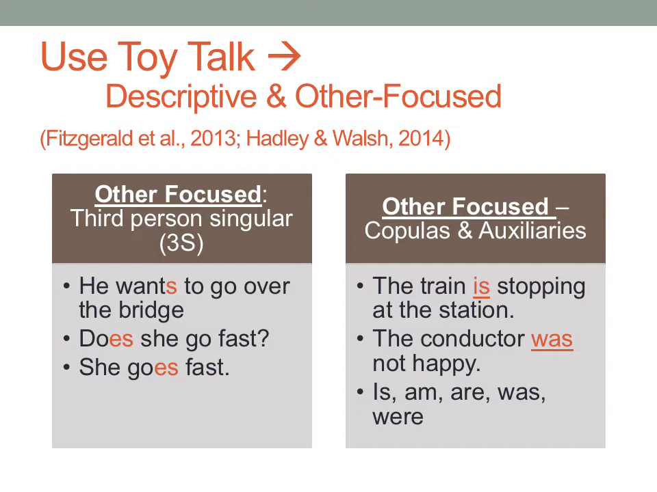So being other focused helps us to use more third person singular. So to talk about the toy, that allows us to switch over to more third person talk. So he wants to go over that bridge. Does she go fast? She goes fast. So we're switching into third person singular tense.